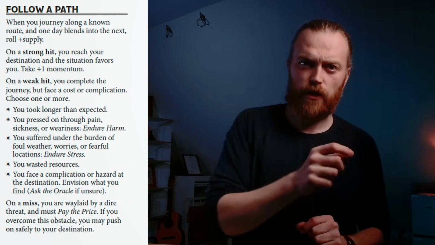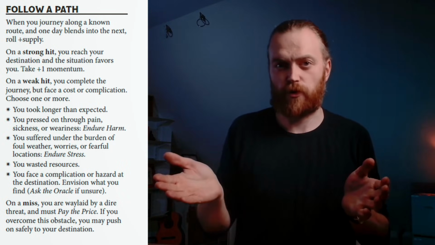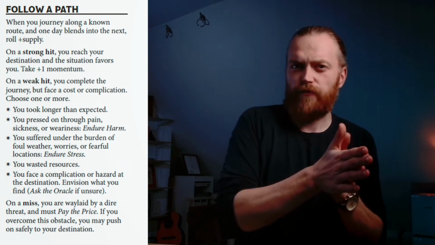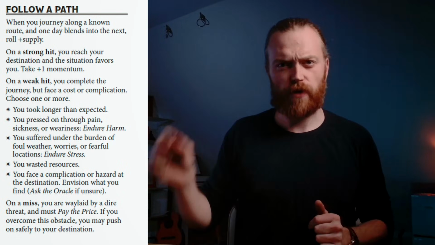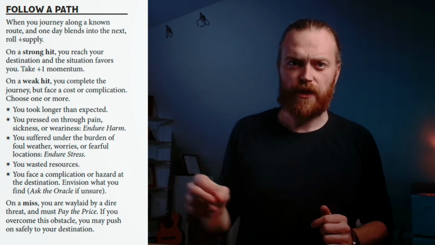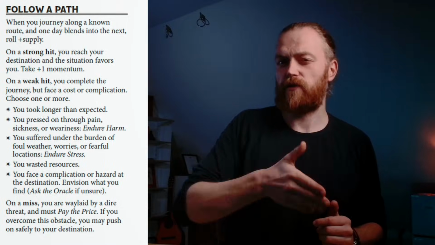A weak hit could mean we notice a bandit camp in the distance but have time to react. It could mean the path is obstructed and we have to take a longer, more dangerous route. It could mean that when we arrive at the library, there's an enemy army camped outside and we need to figure out how to get past them. All of these could also be the result of a miss.